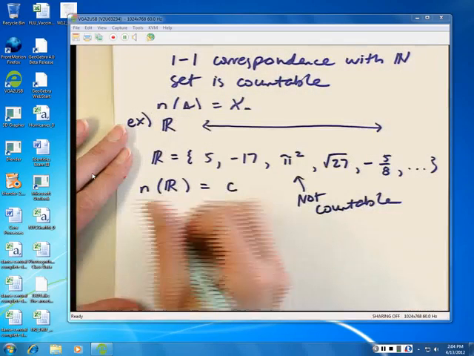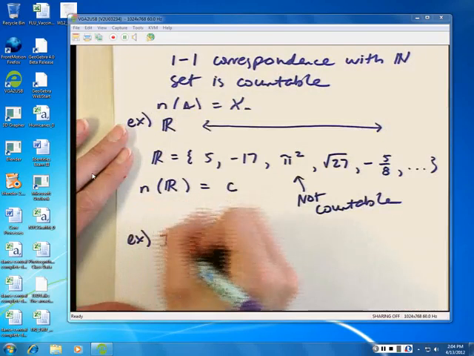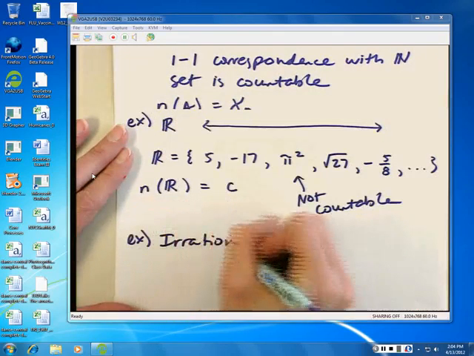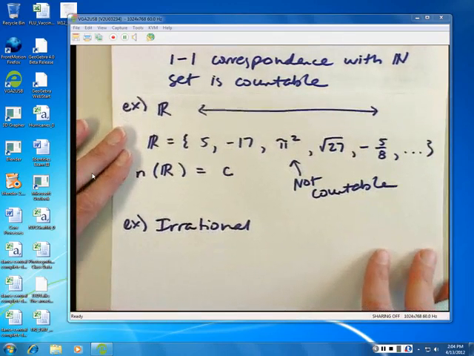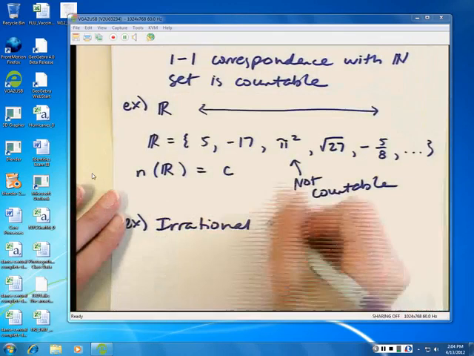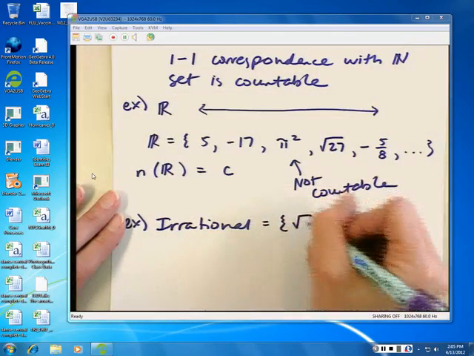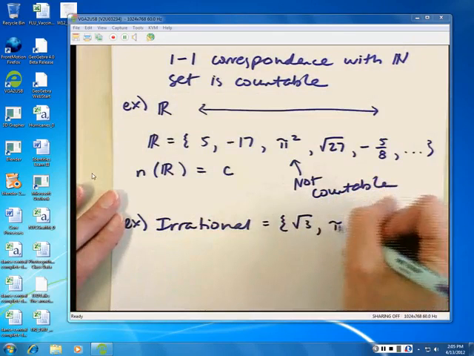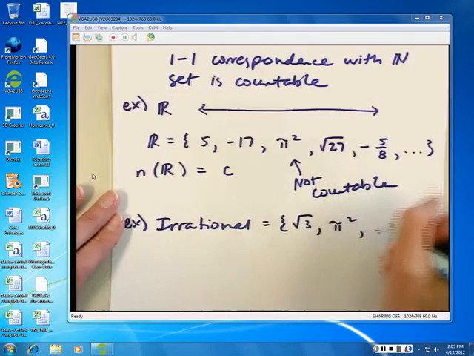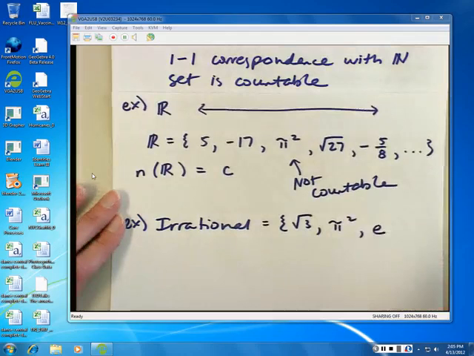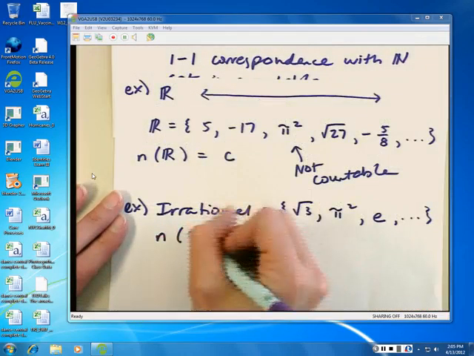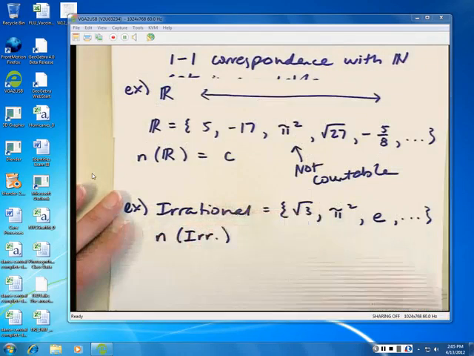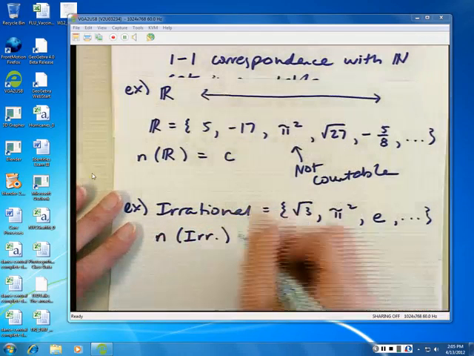Another set that's like this is the set of irrational numbers. Irrational numbers have no end to their decimal and no pattern to their decimal places. So the set of irrational numbers contains things like radical 3 or pi squared, like I've got up there, or the value e, which is 2.71828, dot, dot, dot, on and on forever. Also not something that you can order, which means it's not countable. And the number that we assign to the irrational set, also infinite like the others, but this is C.